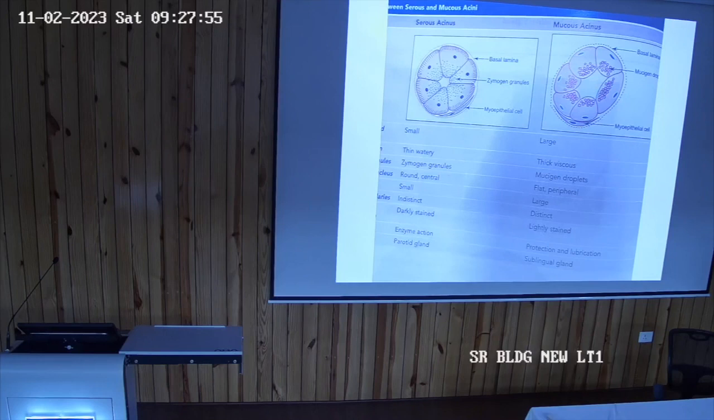The reason is the lumen is filled up with mucus, and that mucus is pushing the nuclei towards the basement membrane. And again, you are seeing a large number of granules. These are the mucinogenic granules. Look here, the mucus secretions are thick and viscous. They have mucigen granules, and the nuclei are flat on the periphery. The purpose of it is the protection and lubrication of the surroundings.